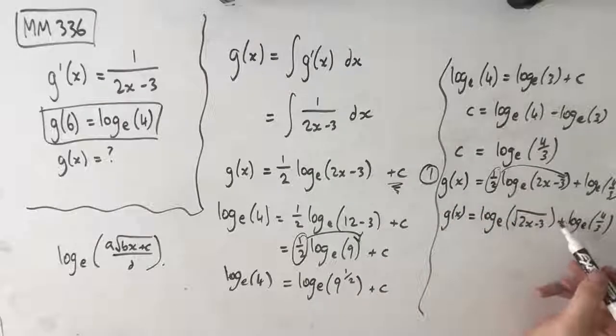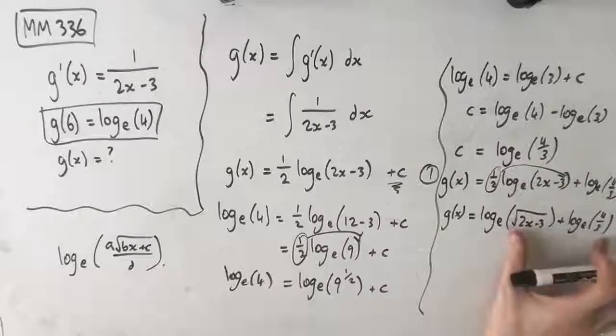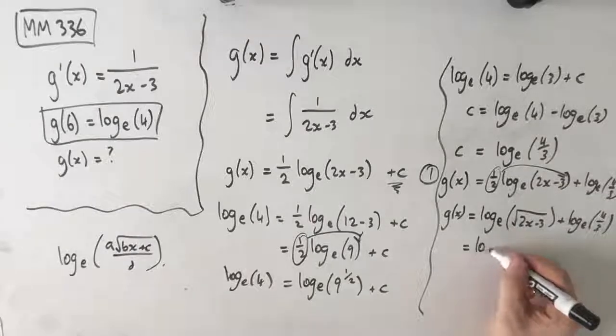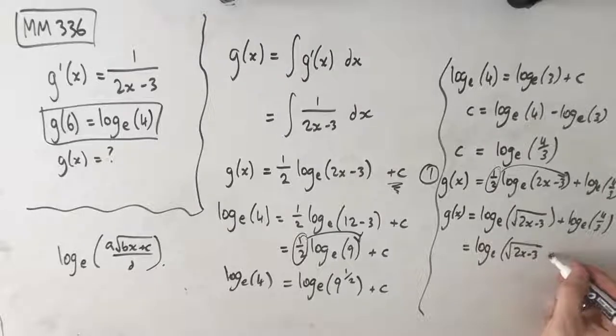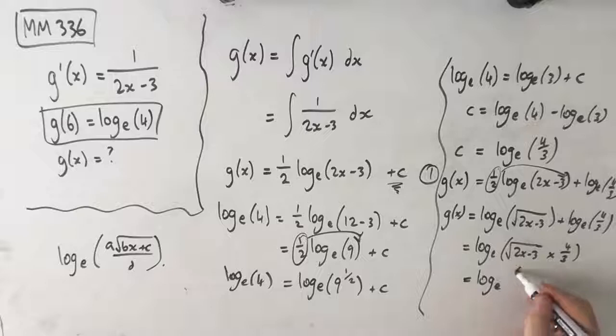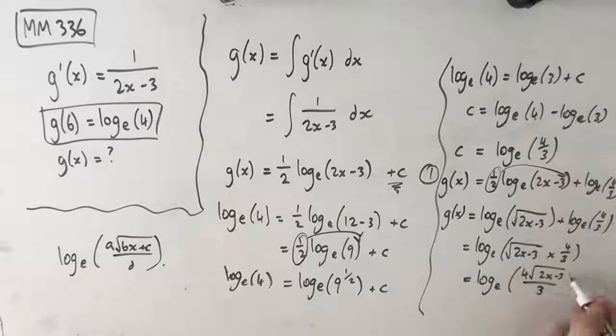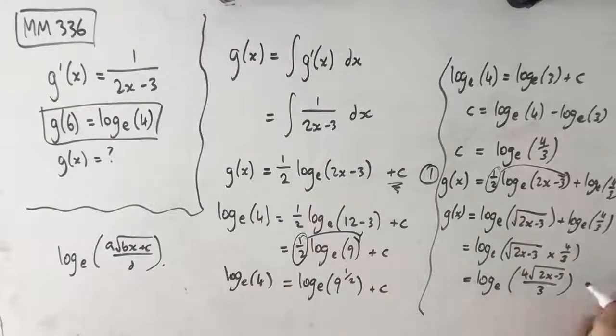Now, because we are adding these two logs, they have the same base and the same number at the front, we can multiply whatever's inside. So we get log e of root 2x take 3 times 4 on 3, which equals log e of 4 root 2x take 3 over 3, which is exactly what form we wanted it in. We go from this form, and that's what we get here. This is our second and final mark for this question, guys.